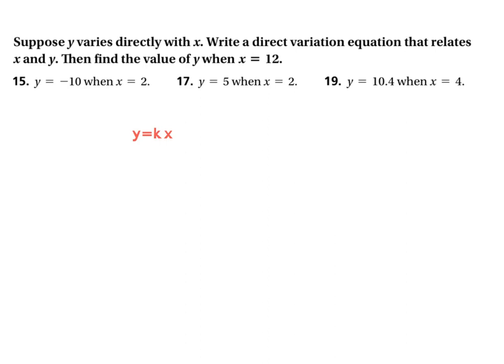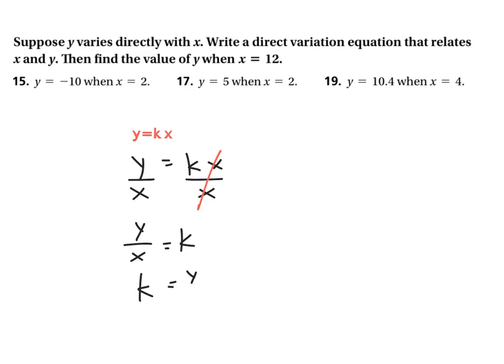If we took this, y equals kx, and divided both sides by x, you can see that the x will cancel out on this side, and we will get y over x is what k is equal to, or we could write it, switching sides, as k is equal to y over x. We can find the value of k by dividing y by x.